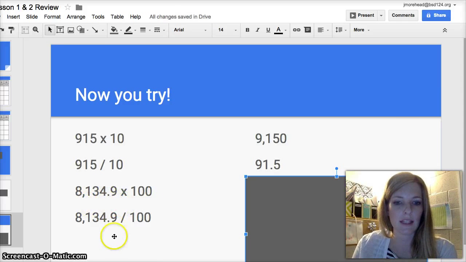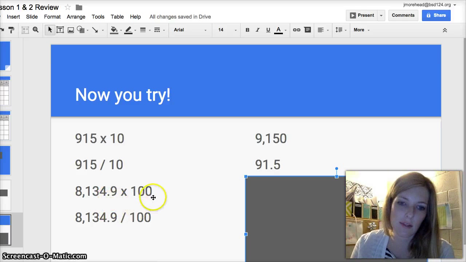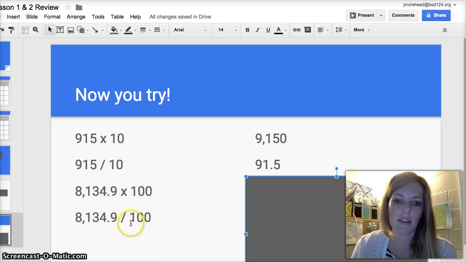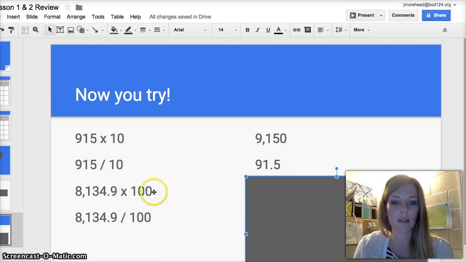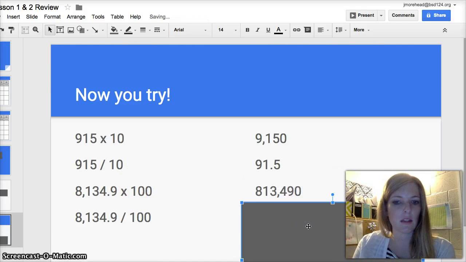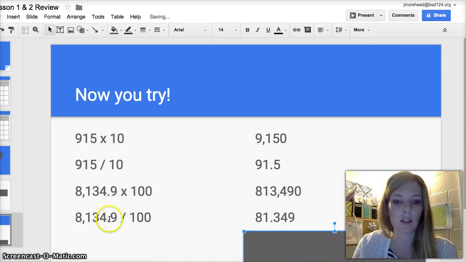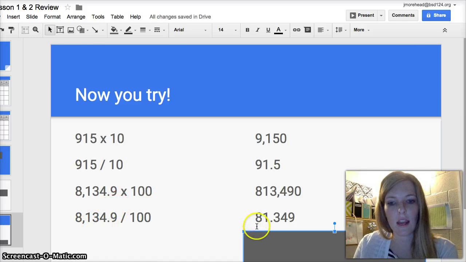Okay, these numbers have a decimal in them already. I have 8,134 and 9/10 times 100, so getting larger, and then divided by 100. When I'm getting larger, I'm going to be moving that decimal not 1, but 2 hops larger because I have 2 zeros in 100, which results in 813,490. And then when I divide by 100, I'm making my number smaller by 2 hops, 1, 2, so you get 81 and 349 thousandths.